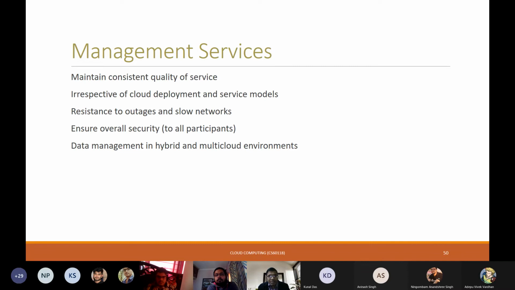Data management in hybrid and multi-cloud platforms will also have to be done, because ultimately you are talking about multiple units following maybe different policies, etc. So how you are going to manage the data is also very important.